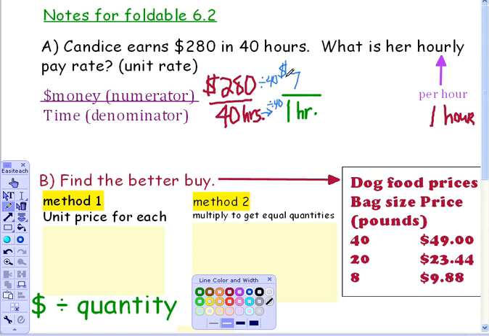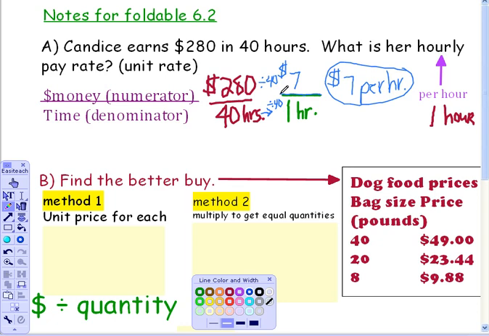So Candace's hourly rate, we can write $7 per hour. Okay? Per is that division bar. Whenever we have a division sign, like this, like our ratio, we can use the word per. Okay? Example B, find the better buy.